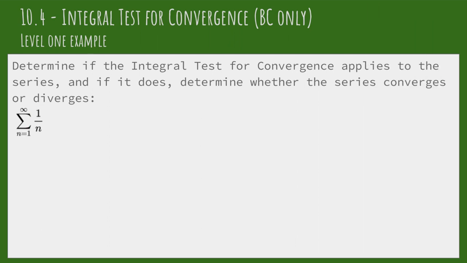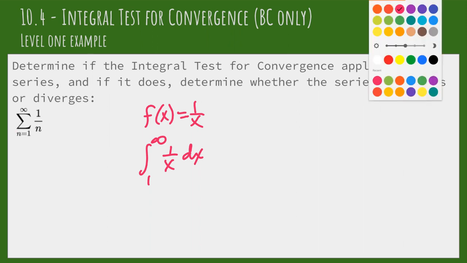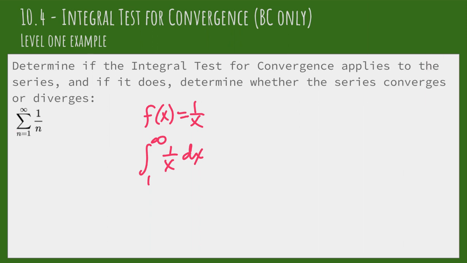Essentially, what we're going to do is replace the n with x, and we're going to say, okay, if f of x is 1 over x, then f of x and the series are going to be the same for integer values of x. So what we're going to look at here is the integral from 1, and I'm going to choose 1 because that's where n starts here, to infinity of 1 over x dx. And so to evaluate this, we're going to use an improper integral.